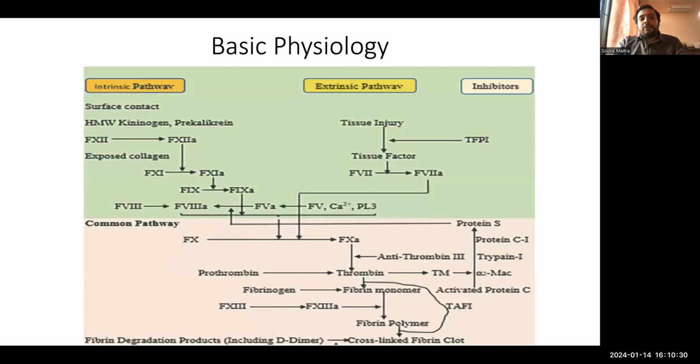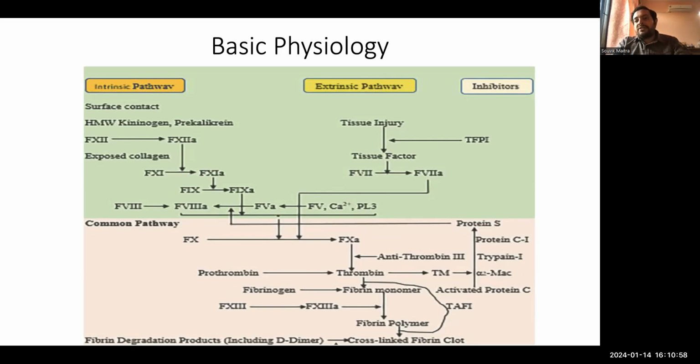So this is the basic pathophysiological concept, the classic textbook teaching. All of us are well versed with this concept. The coagulation pathway is divided basically into two parts: the intrinsic pathway and the extrinsic pathway. The intrinsic pathway is activated by high molecular weight kininogen, prekallikrein, and surface contact. The extrinsic pathway is activated by tissue injury, at the site of injury, by the tissue factor.